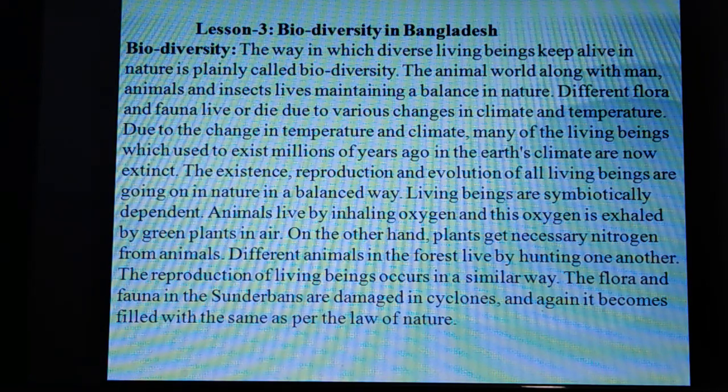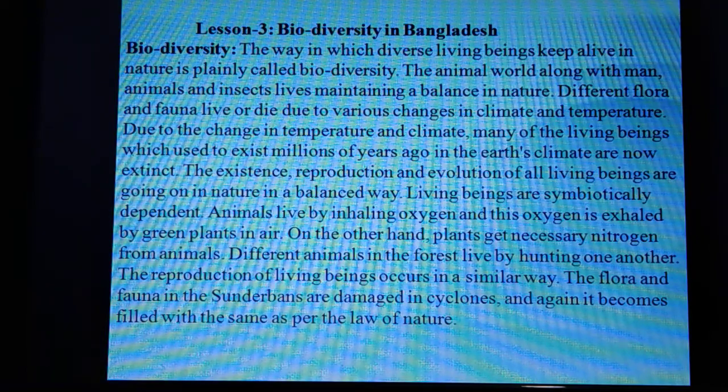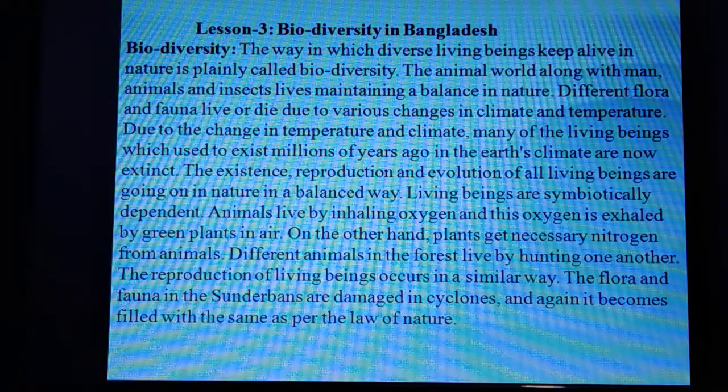The existence, reproduction, and evolution of all living beings are going on in nature in a balanced way. This balanced way is called biodiversity. Living beings are symbiotically dependent. Sometimes animals, insects, birds, and we humans use different animal resources for our food demands, etc. In this way, all the living beings use each other, and the biodiversity goes on.